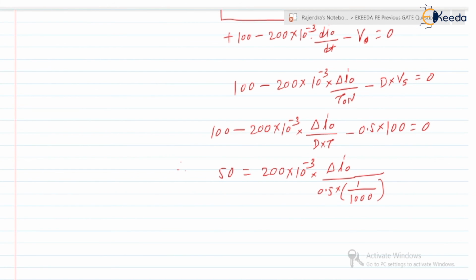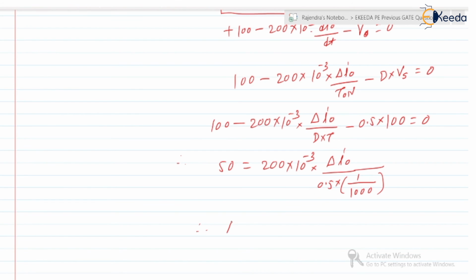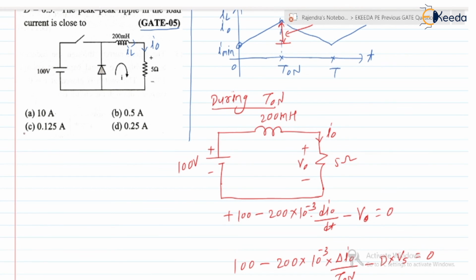Now further, delta I0, that is the ripple in load current, is equal to 50 into T divided by 200, which gives 0.125. The final answer is 0.125. So the correct option is option C. Option C is the correct answer.